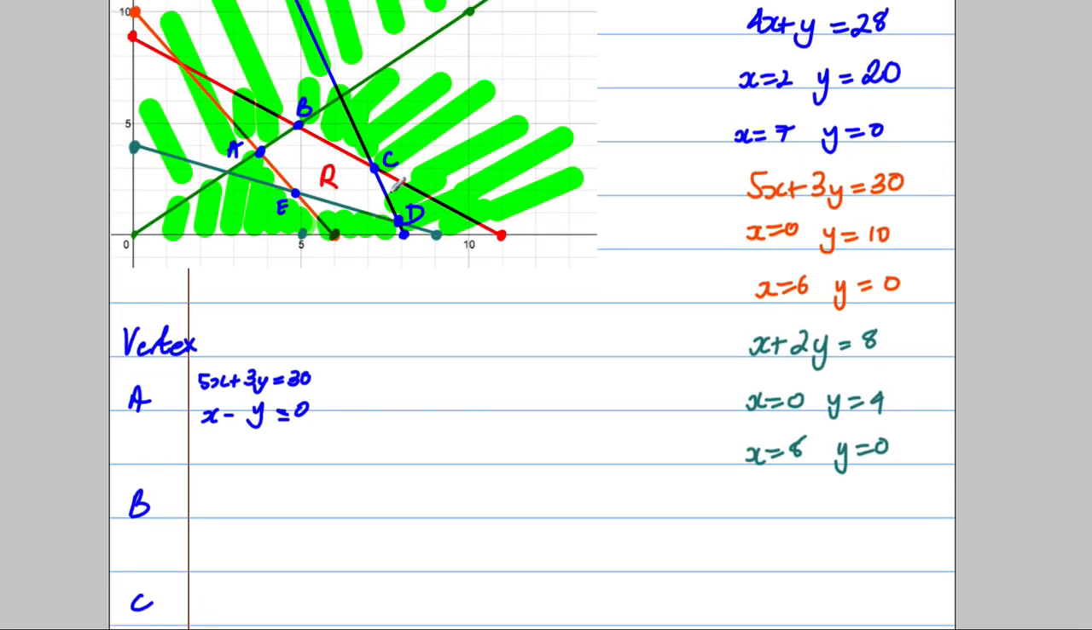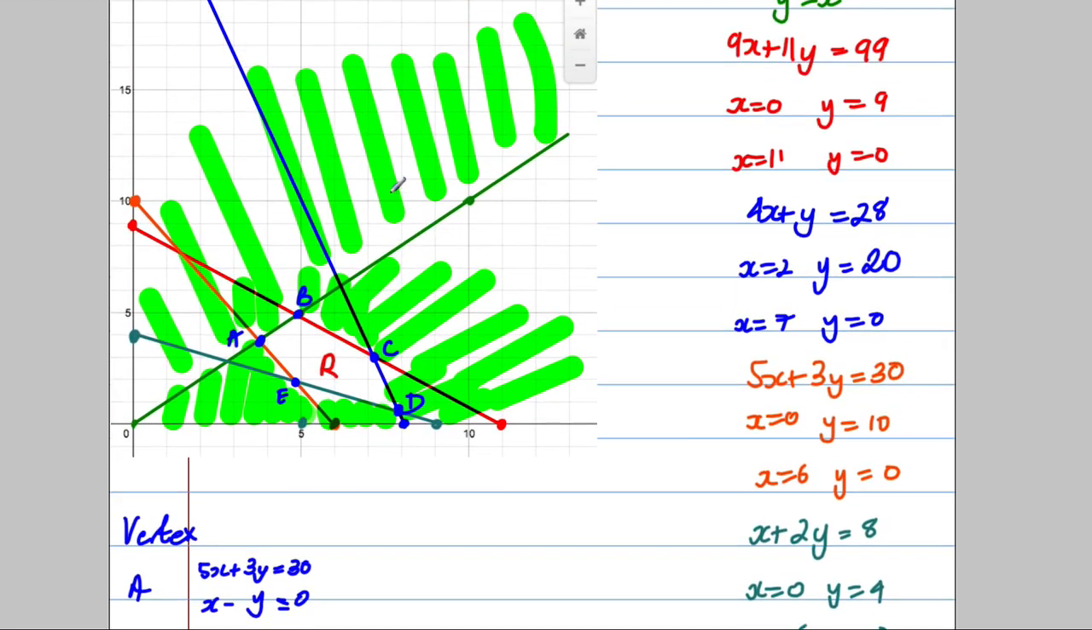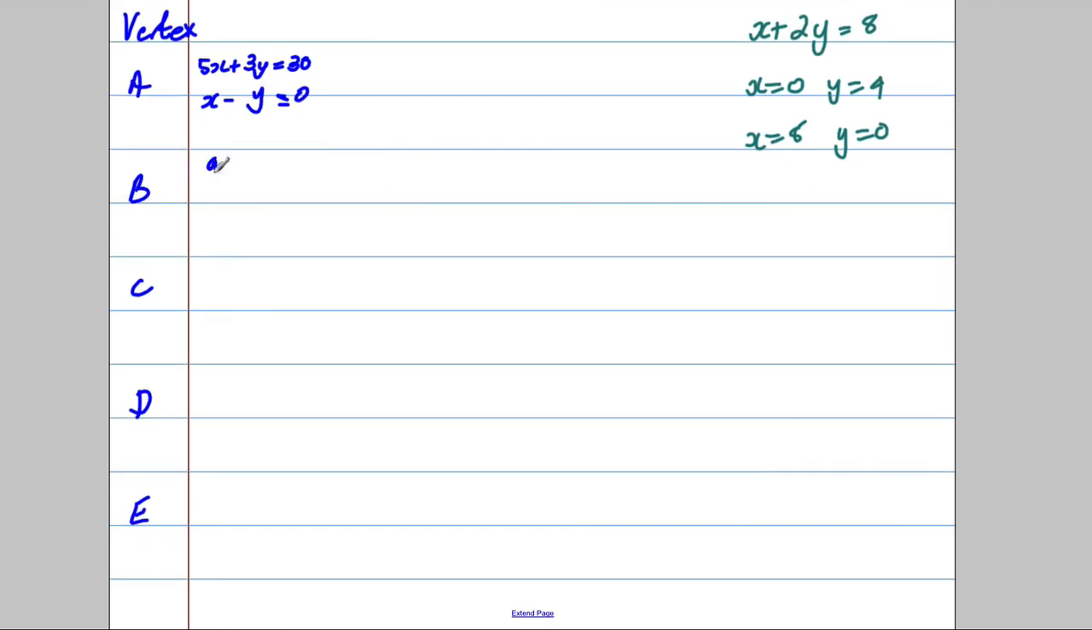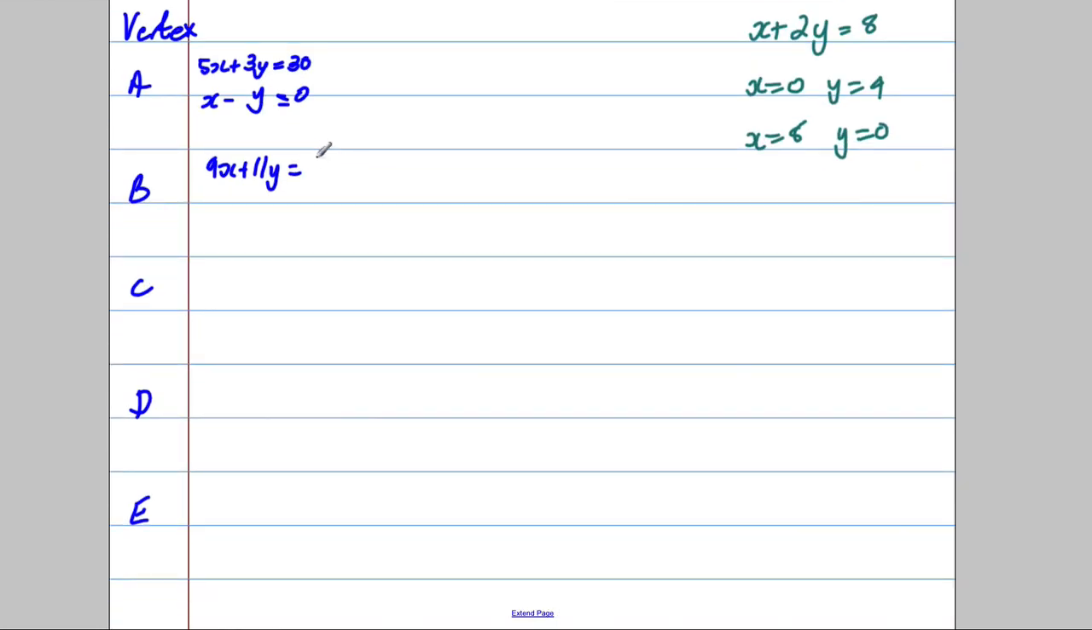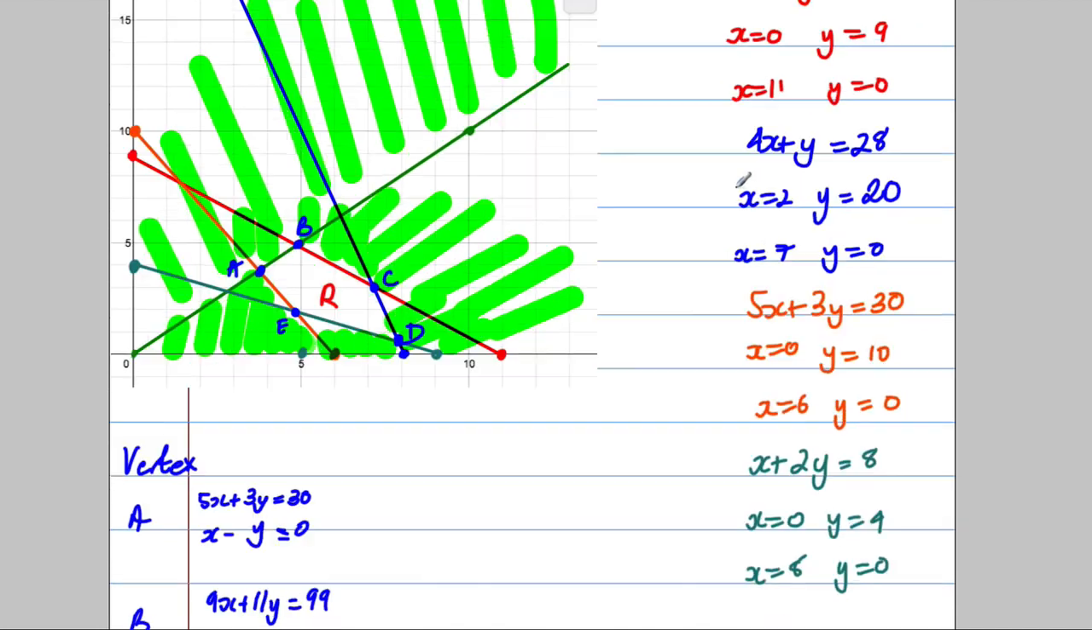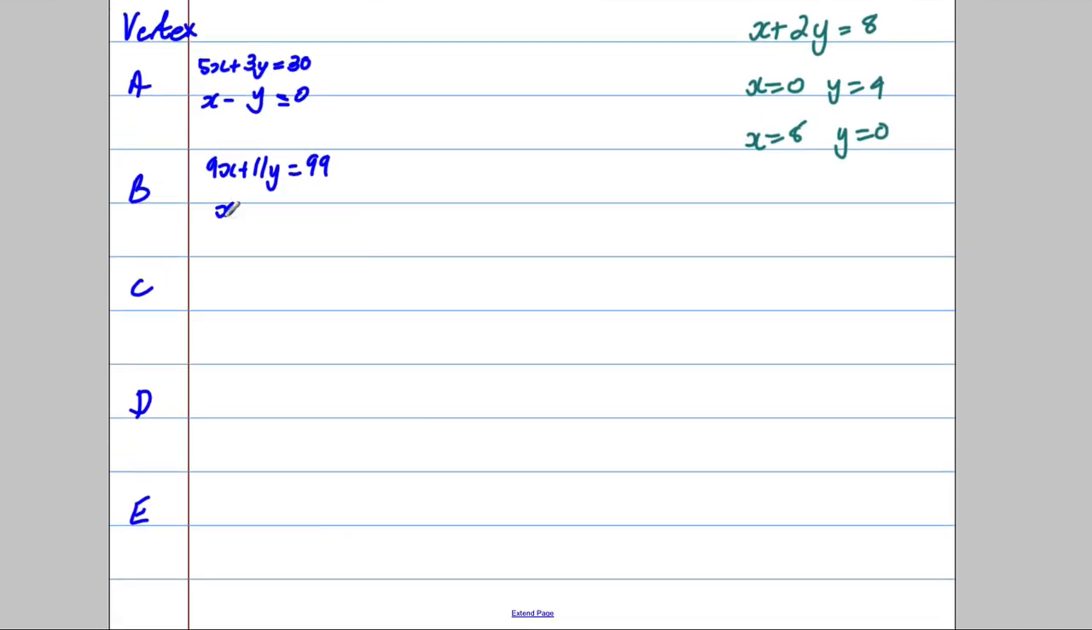Okay, at B, what meets? The red meets the green, so the red is 9x plus 11y equals 99. And I'm going to write the green again as x take away y equals 0. So I can use my calculator.